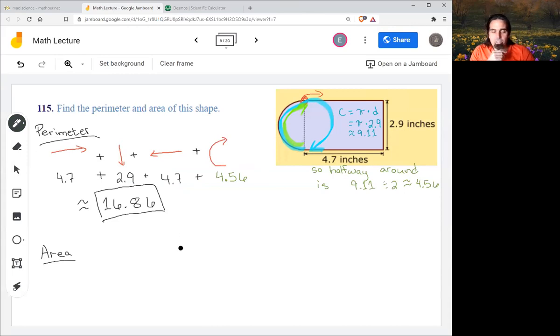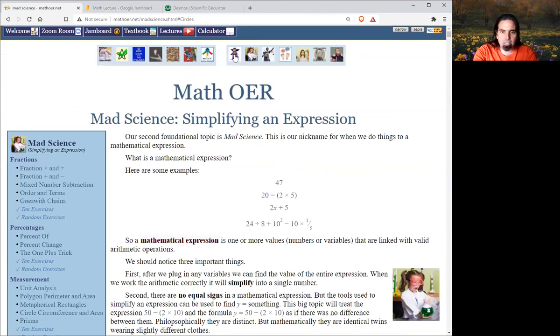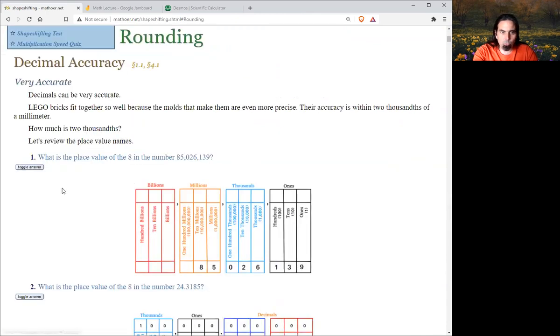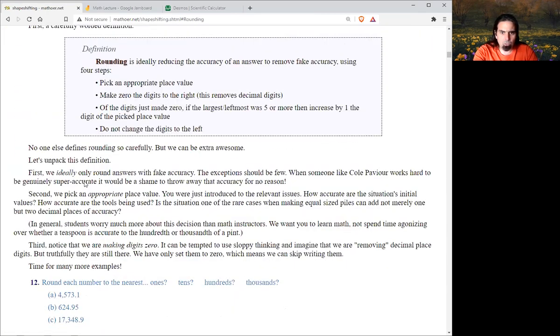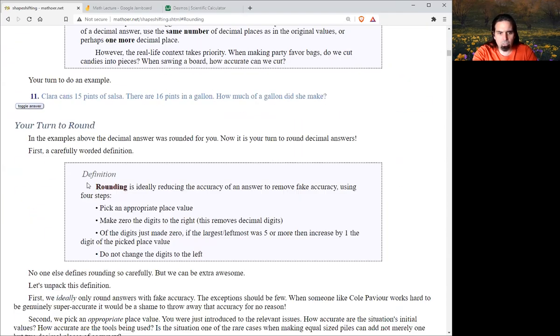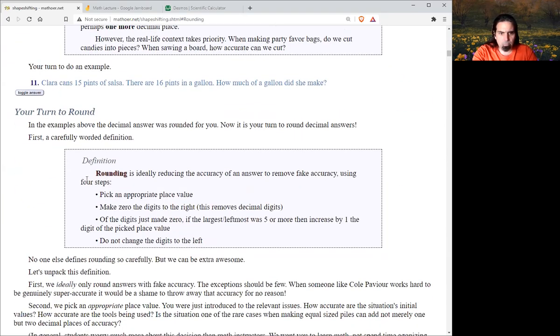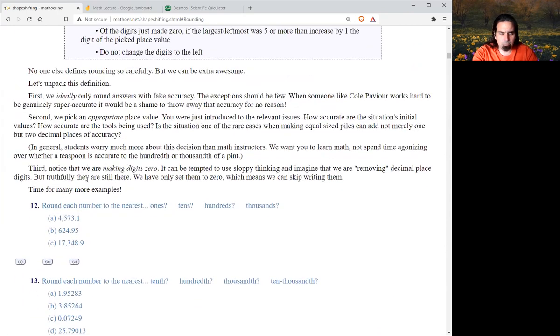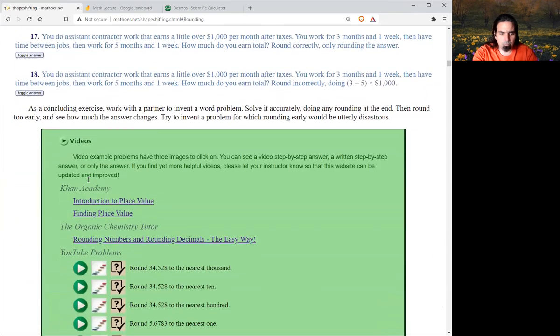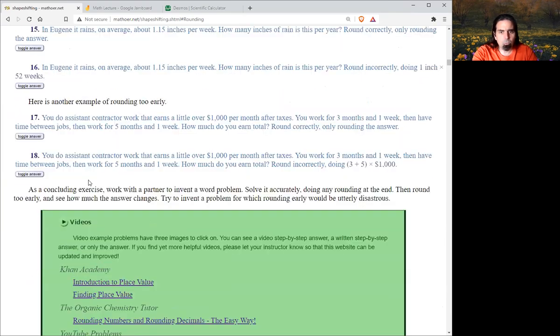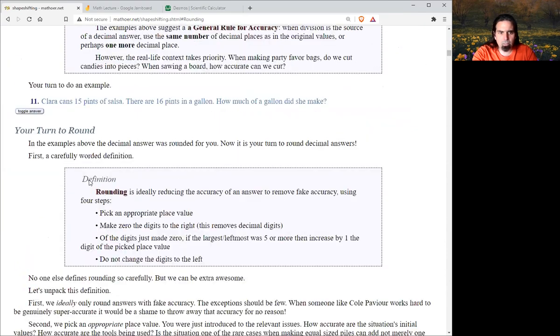How should I round this? That's an interesting question. When we talked about rounding in the very beginning, we came up with this general rule for rounding that was, it's not in a box. Nope, they didn't put it in a box. Okay.